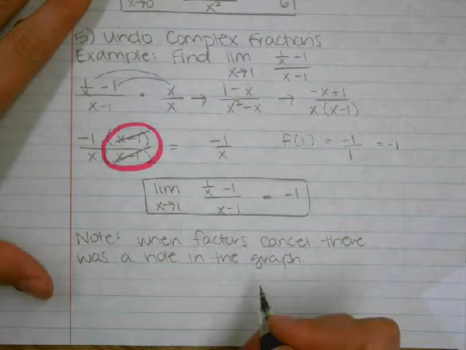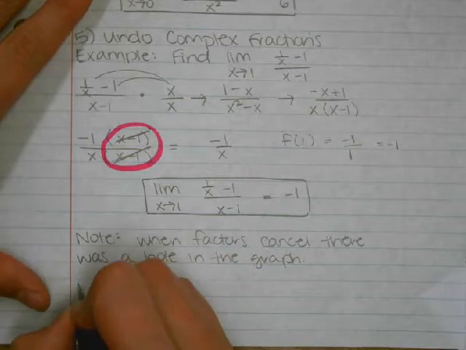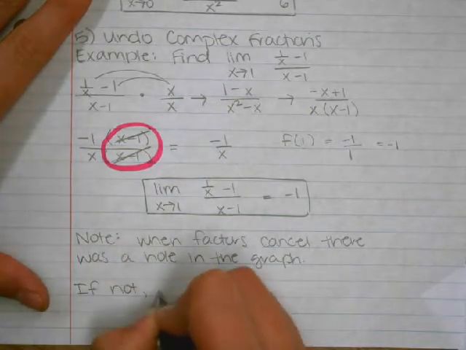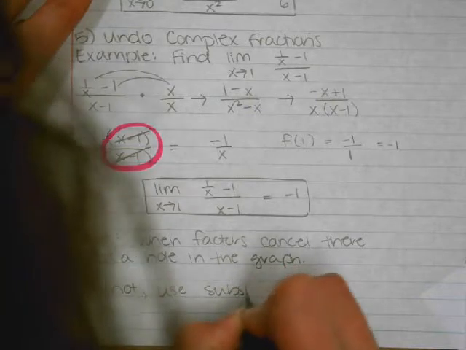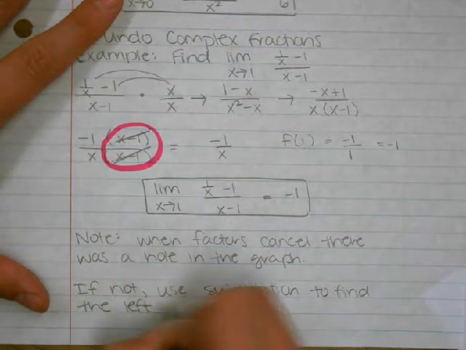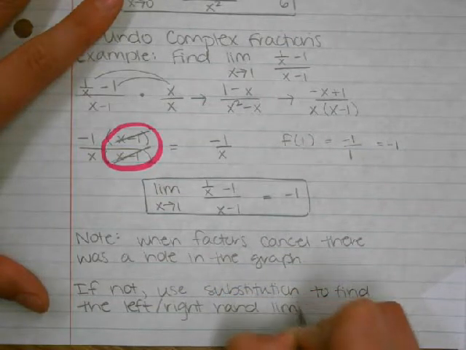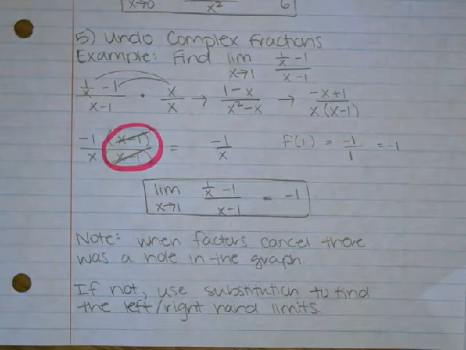If there aren't factors to cancel, that means there isn't a hole, then we're going to use substitution to find the left-hand limits and the right-hand limits and see if they agree. So if your goal is to plug in 4, and you can't do that because it's outside the domain, then plug in 3.999 and 4.001, the left-hand limit and the right-hand limit, and see if they agree with each other. And if they do, then you have a limit there.